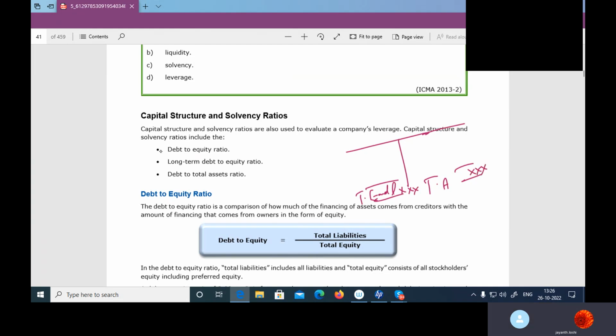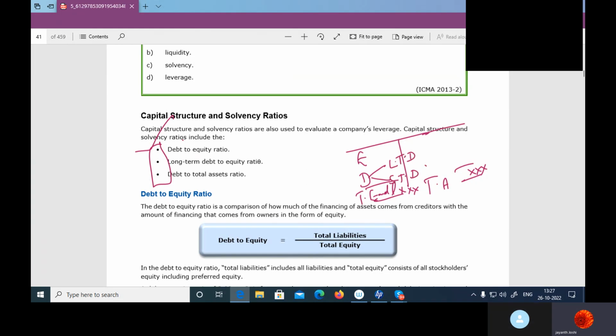Why are we studying these ratios, or in what way do they guide us? If you have a capital structure in your business, you have your capital in two ways, that is equity and debt, and debt is again divided into long term debt and short term debt.